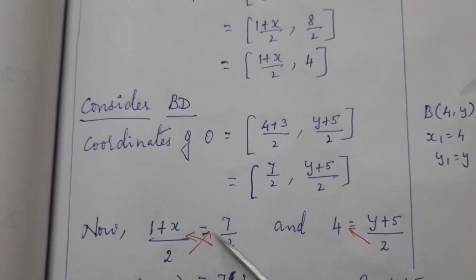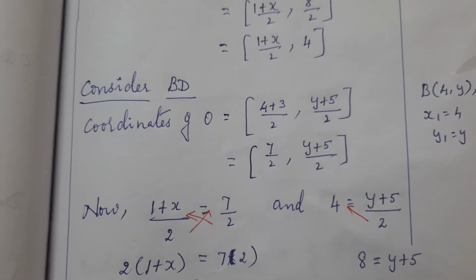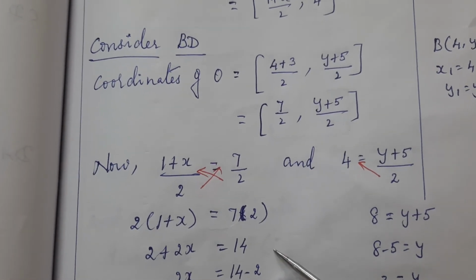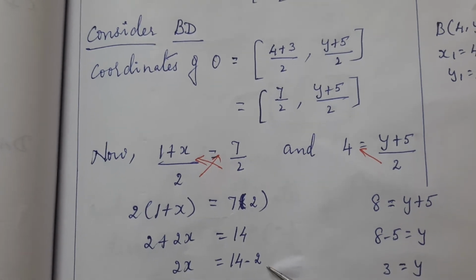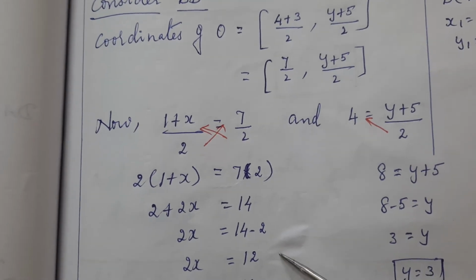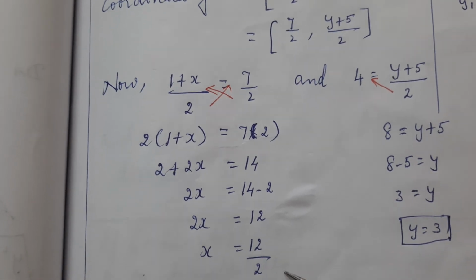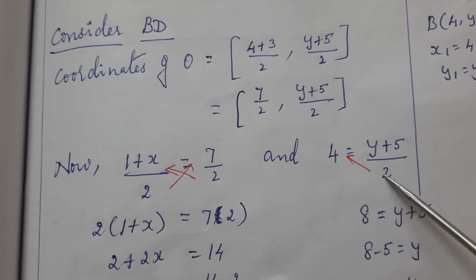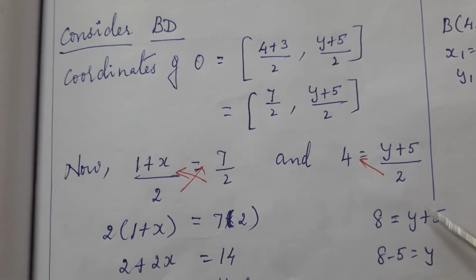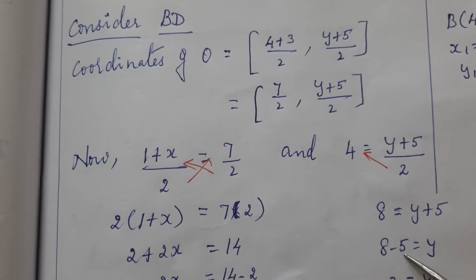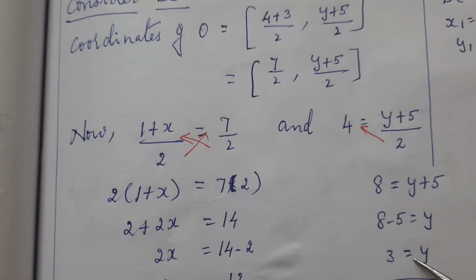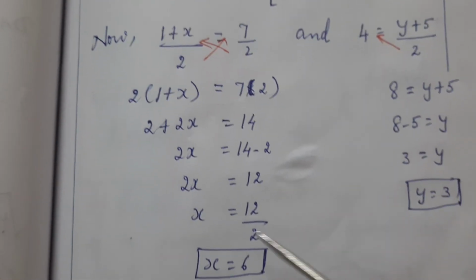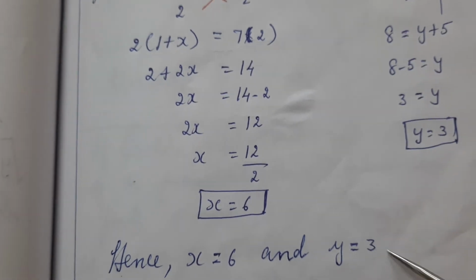Now when you cross multiply, 2 into 1 plus x is equal to 7 into 2. 2 plus 2x is equal to 14. 2x is equal to 14 minus 2. 2x is equal to 12. x is equal to 12 by 2. x is equal to 6. Now next one, 4 into 2 is 8. 8 is equal to y plus 5. 8 minus 5 is equal to y. 8 minus 5 is 3. 3 is equal to y. y is equal to 3. So therefore x is equal to 6 and y is equal to 3.